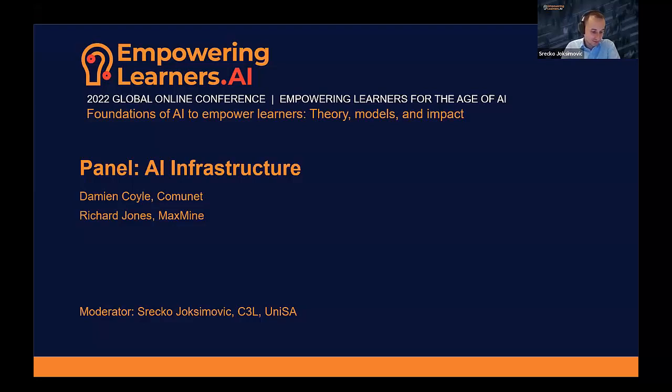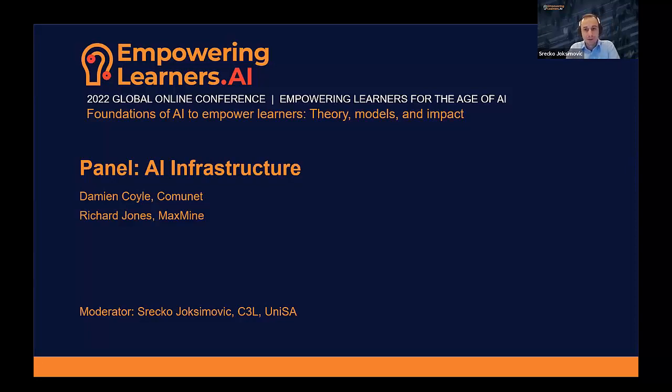You might notice that we announced that we will have Damien and Ian today, but Ian had a big event, as you might be aware. AWS had a huge event last week, and they've all been exhausted. It was a worldwide event, so he couldn't join us today, but that's why we have Richard Jones from Maxmind and of course Damien Coyle from Communet. They will tell us a little bit about their background in a minute.